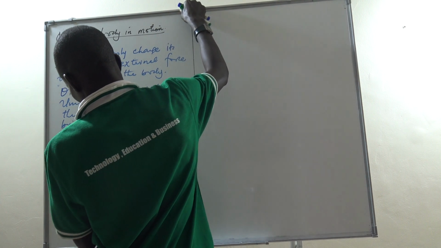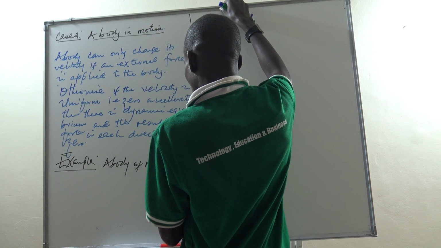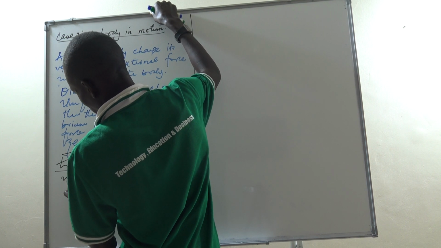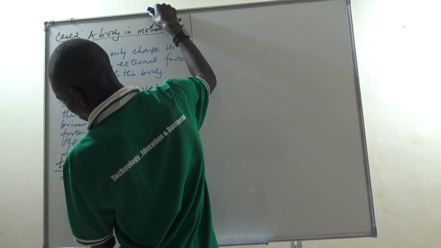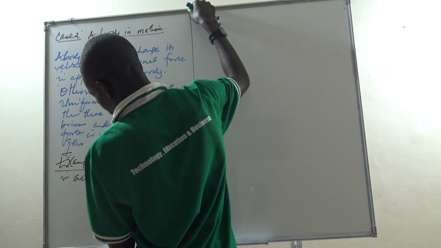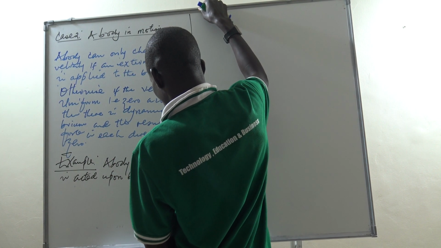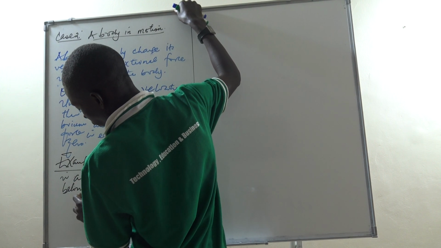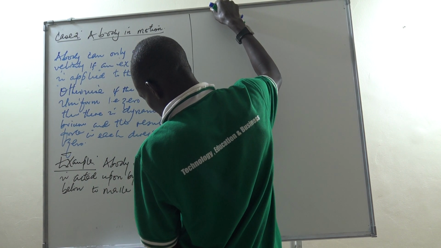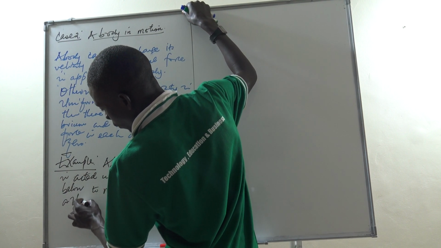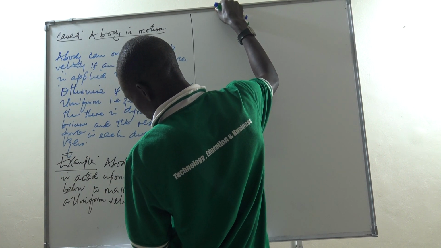So we can have an example here and say a body of mass 2 kilograms is acted upon by forces shown below to make it move with a uniform velocity of 10 meters per second.